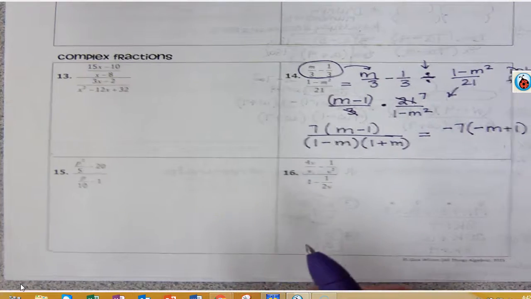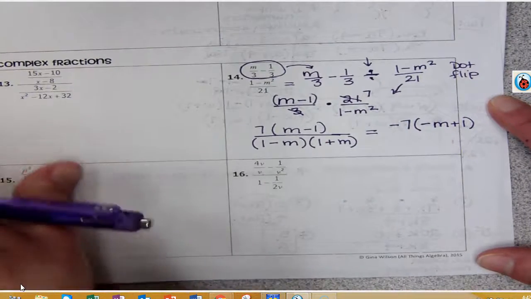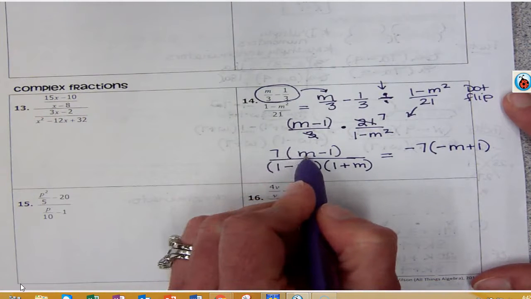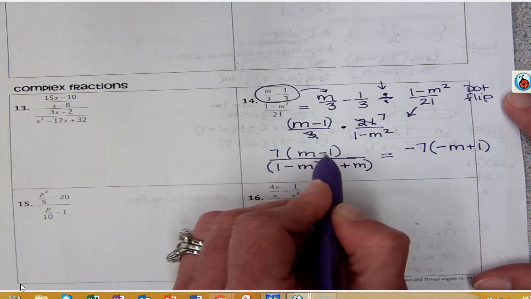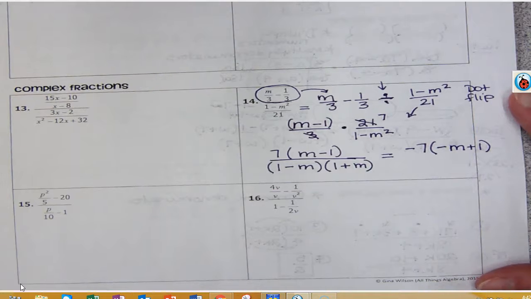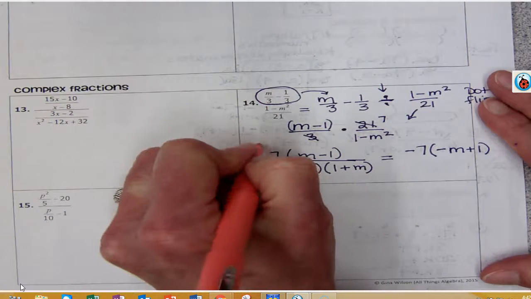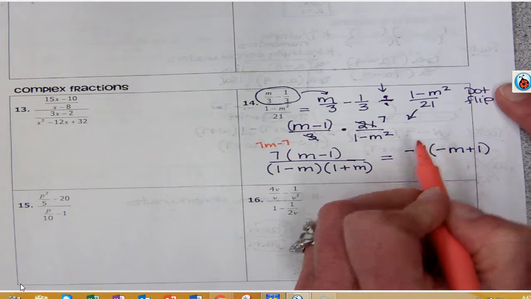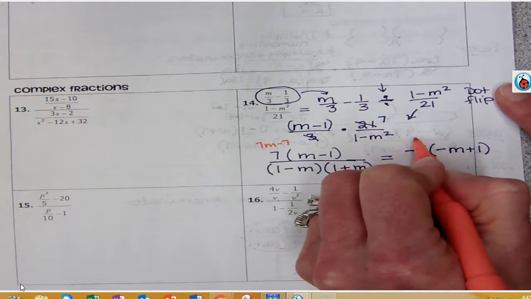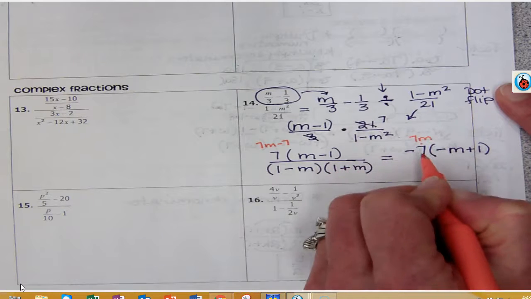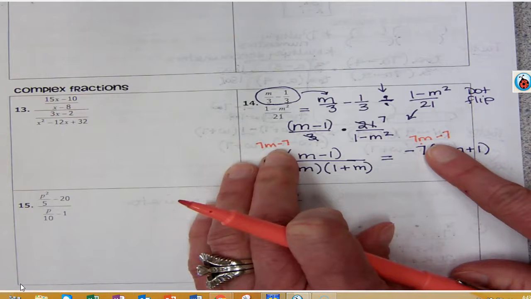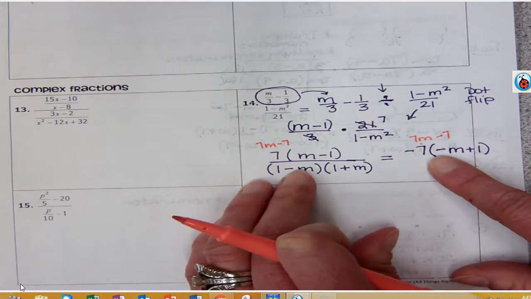And here's what I want you to understand. If I were to multiply this back out, 7 times m is positive 7m. 7 times negative 1 is negative 7. Right? So here, let me show you. So this would be 7m minus 7. If I were to multiply this out, I would get negative 7 times negative m, which is a positive 7m. Negative 7 times positive 1 is minus 7. So I would end up with the exact same answer. It's just that I've factored out a negative.